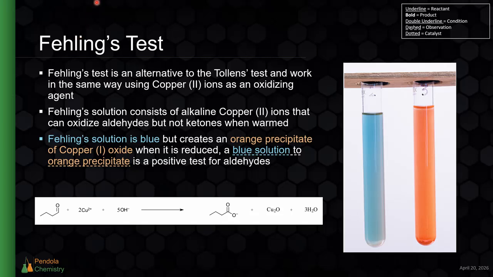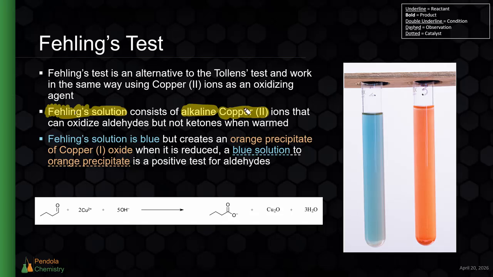Fehling's test does the very same thing that the Tollens Silver Mirror Test does, but it does so with copper. Fehling's test is essentially using copper 2 ions as the oxidizing agent. So whereas Tollens uses silver ions, Fehling's uses copper 2 ions as an oxidizing agent. So a Fehling's solution, very similarly to the Tollens solution, is going to involve an alkaline environment. Only we usually use sodium hydroxide here instead of ammonia. And copper 2 ions, usually in the form of copper sulfate or something along those lines. So we're going to use copper 2 ions with an alkaline solution.